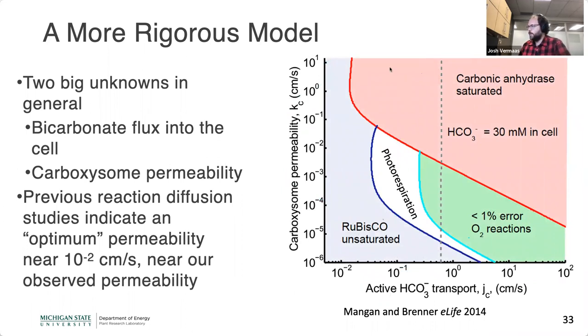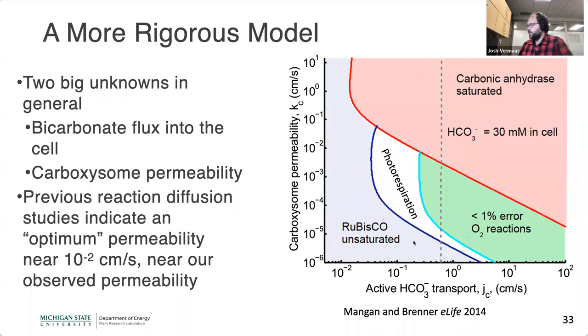And the reason why 10 to the minus 2 ends up being this magic number is kind of expressed in this graph here, where if you're in this red zone, where you have really high carboxysome permeability and really fast bicarbonate transport, the carbonic anhydrase number that you have inside of there is not high enough. And so carbonic anhydrase literally can't turn over bicarbonate fast enough. If you are over here in the blue region, you don't have enough transport to keep Rubisco saturated.